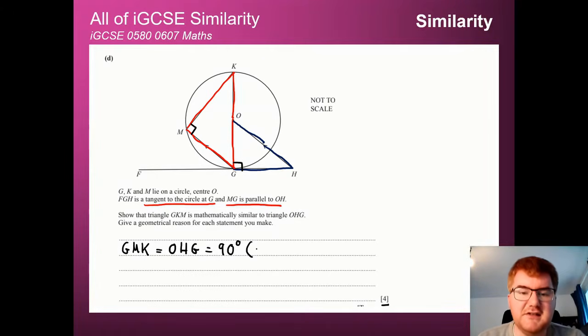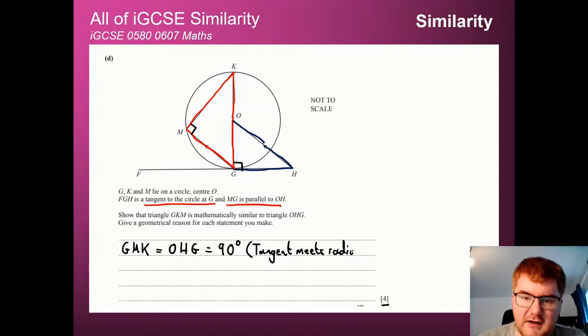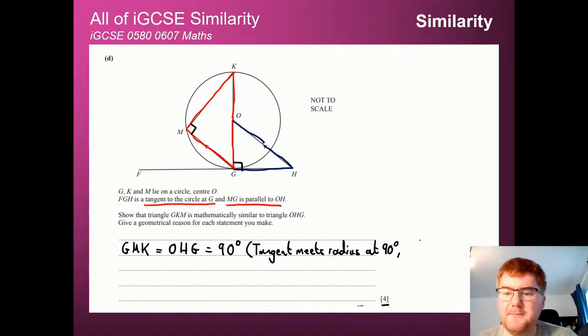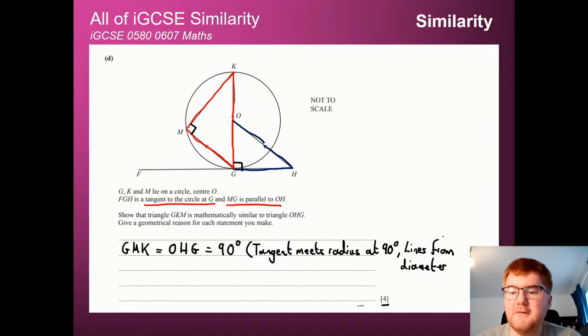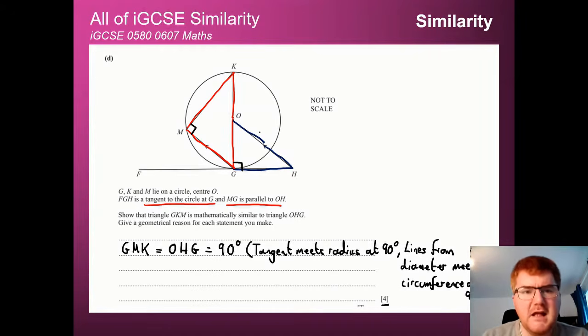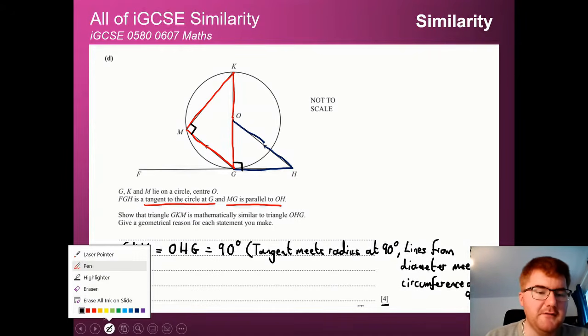And we need to write some reasons. So tangent meets radius at 90 degrees, and then the other reason here, the diameter, so lines from diameter, again, not much room to put all this in, but it's important. From diameter meet circumference at 90 degrees. I'll show you the mark scheme afterwards to see, you can make this a little bit shorter in terms of the information. So we have those 2 angles that are shared, which is very, very important.